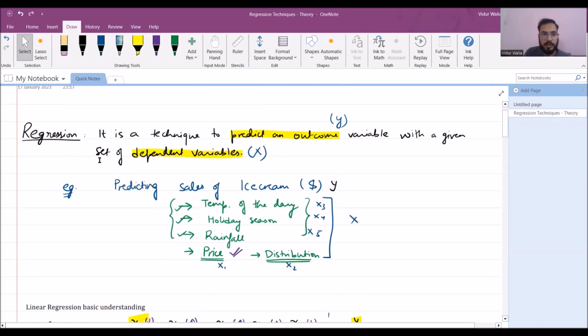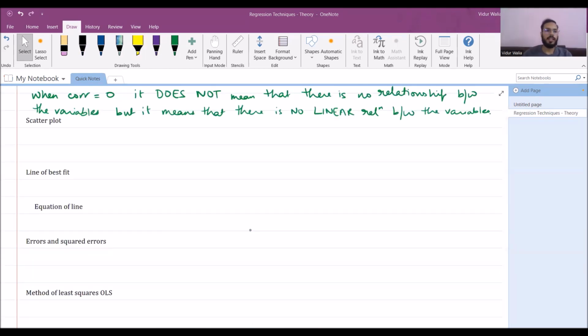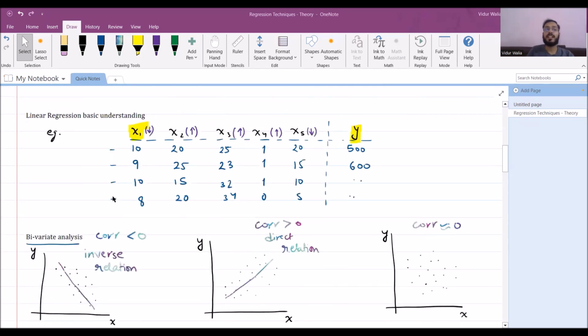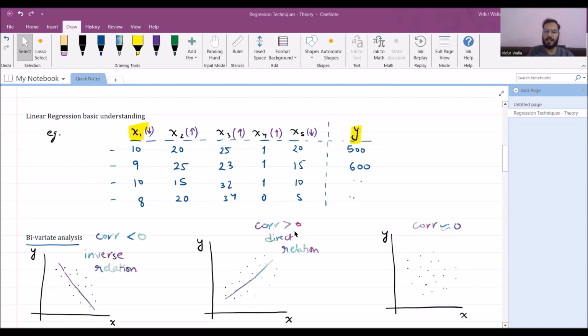Outcome variable with a set of independent variables. Sorry, ma'am, independent variables. Let's move on further. Now, since we discussed that we are describing a linear relationship, and I just now told you that let us assume that we only have single variables at a time to understand this bivariate analysis. But what if we have a combination of all of these together, right?